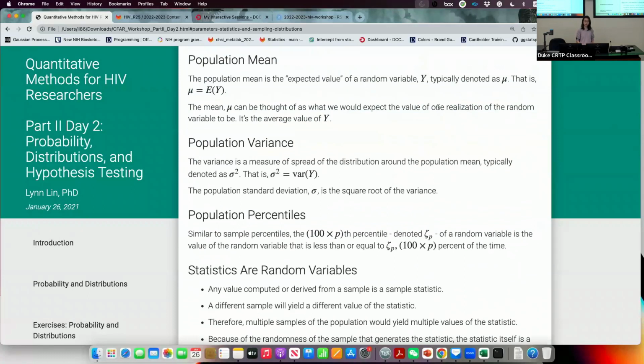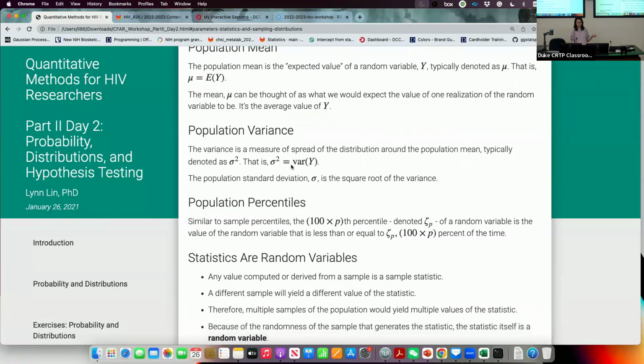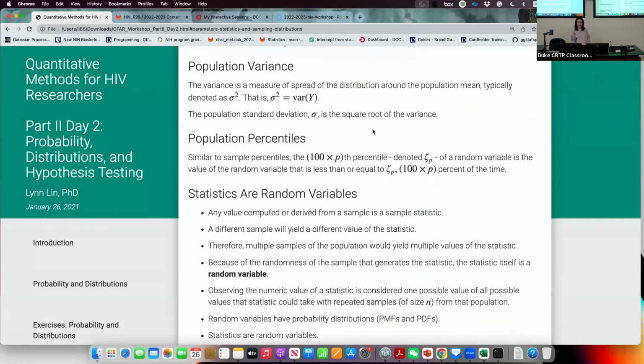Okay, so now mathematically, connecting the population mean: the population mean is actually the expected value of a random variable Y, typically denoted by mu. And there's no randomness in the population parameter. It's just a fixed value. And the same thing for the population variance. It's the variance of this random variable. And we can also have the population percentile. You can think of the population median, the 25th percentile, 75th percentile, etc.